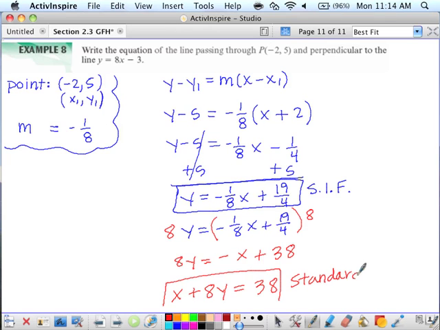If you wanted to check it, because a lot of mistakes are made going from slope-intercept form to standard form, you could convert it back to slope-intercept form and double check it to make sure you're right, because people make fewer mistakes going from standard to slope-intercept than they do from slope-intercept to standard.